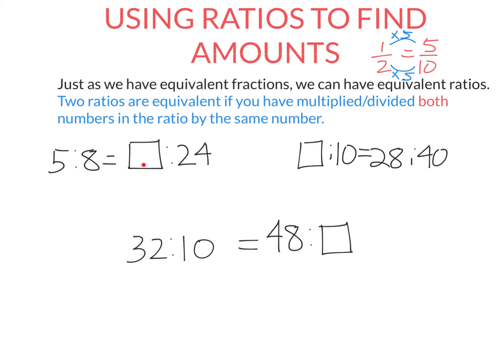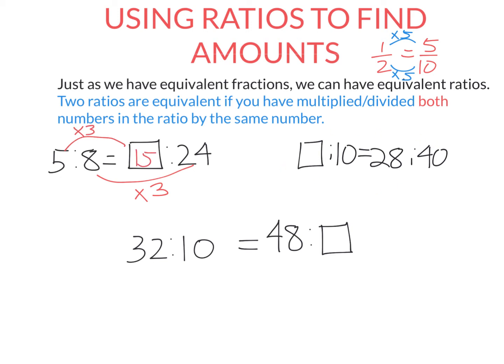So 5 to 8 equals something to 24. Let's look at what we did to the second number. What I did here was times by 3 to go from 8 to 24. So if these two ratios are equivalent, I must also times the first number by 3. So 5 times 3 is 15. That's the number that goes in the box.